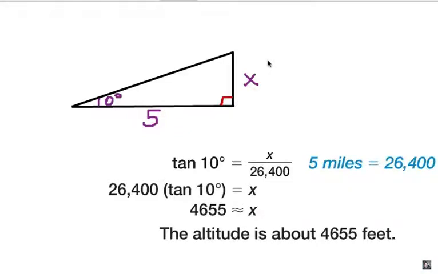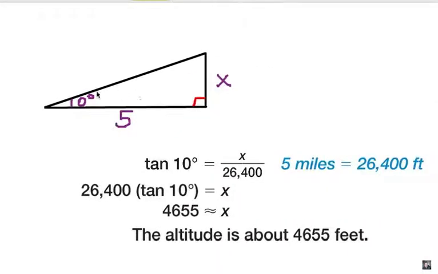Here's the explanation. Since this reference angle is 10 degrees, we look at where the x is, the distance the jet is above the ground, and that's the opposite leg from that angle. The 5 represents the distance along the ground, 5 miles, and it's the adjacent leg. Knowing the trig functions, that is the tangent function. So tangent 10 degrees equals opposite over adjacent. And notice we have to convert this.